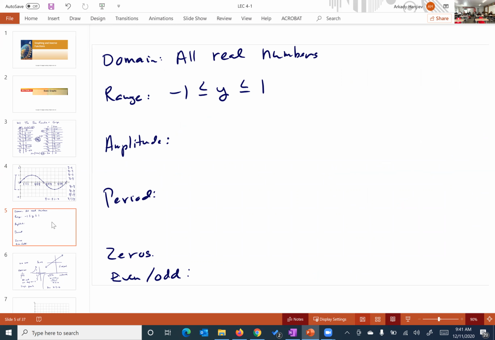Okay, what's amplitude? Amplitude is the middle up to the top. Maybe I'll give you the formula here. It's one half the maximum minus the minimum. And we'll just put AKA middle.